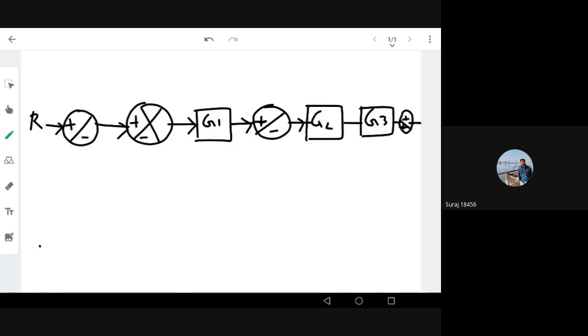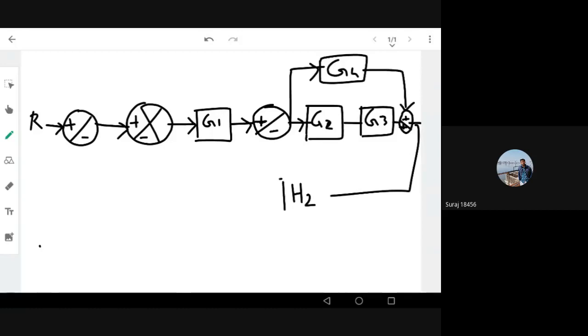Now I'll just draw the feedback loop. First, let me draw the parallel path. After this summing block, before G2, there is a parallel G4, with the arrow in this direction going to this summing block. This is G2. Now there is a feedback loop from the output. From the output, the feedback coming is H2.